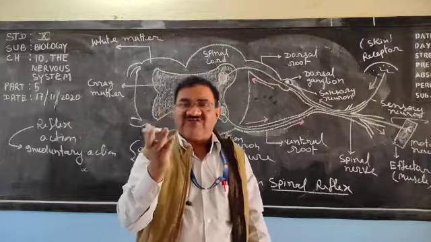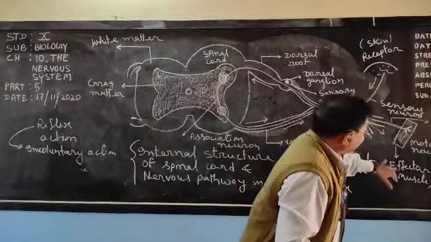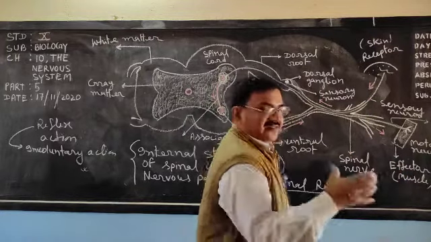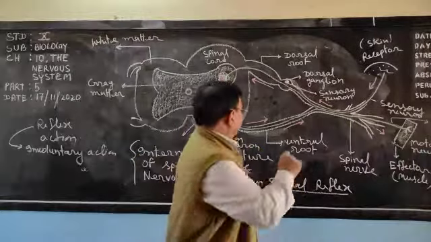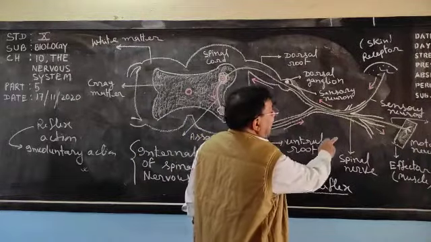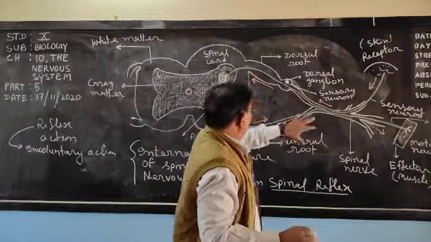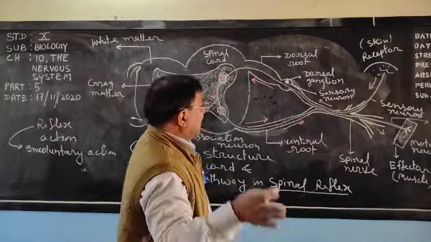Effector may be muscle or gland. Suppose it is returning back to the effector muscle, and the muscle is contracting and I will remove my hand, and this impulse is brought by motor neuron. Very clear? So sensory neuron, motor neuron and association neuron we have understood.